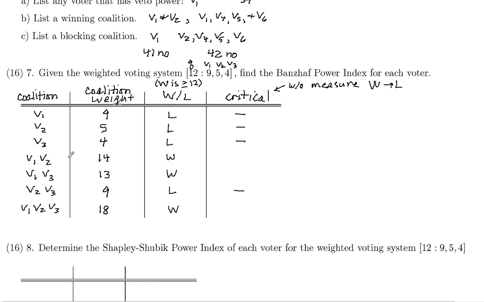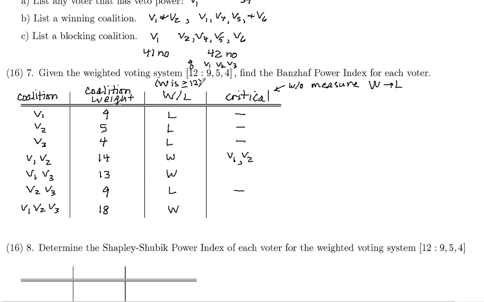So this first coalition, you've got 14 votes total. So you ask, if either one of those voters withholds their votes, does this go from a win to a lose? Well, it's 9 and 5. If the 9 withholds, you've only got 5 left, not enough to pass. If the 5 withholds, you've only got 9 left, not enough to pass. So both of these voters are critical. So V1 and V2 are both critical there.